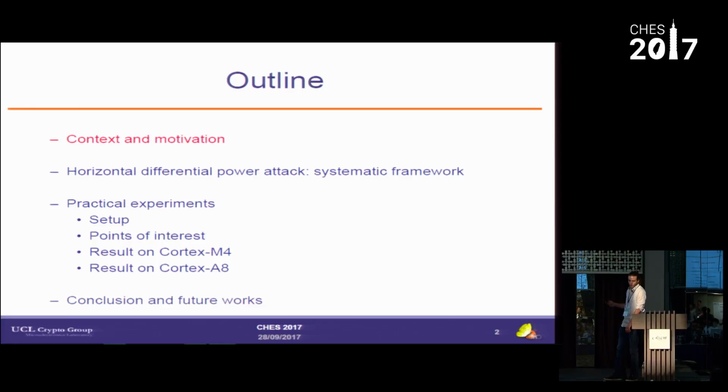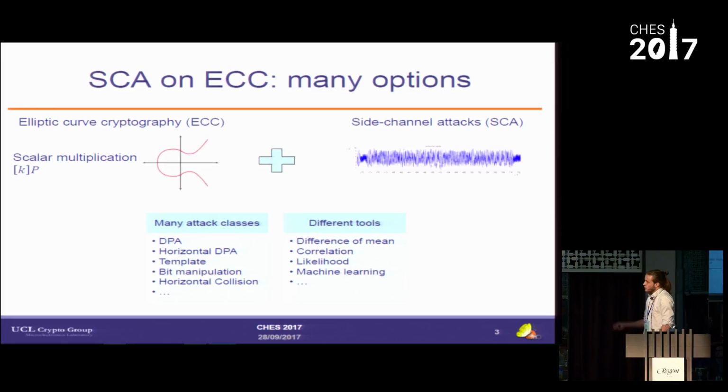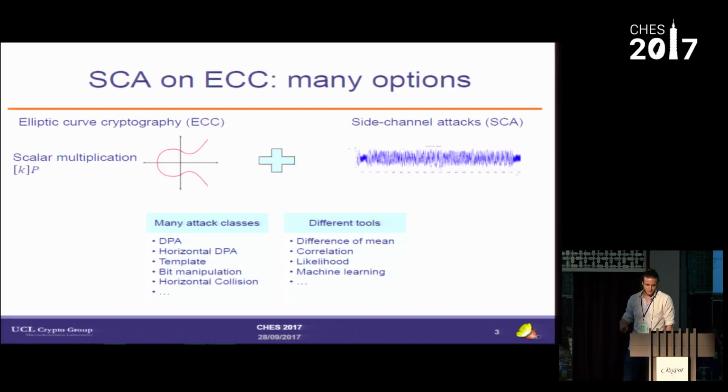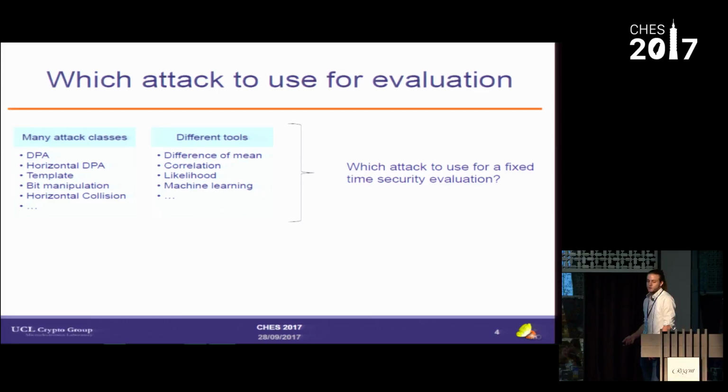All right, so security of protocols based on elliptic curve are based on the discrete log problem, which means that we have to compute a scalar multiplication between the point P and a secret value K. And on top of that, we assume that we have a side channel adversary, which is able to get, for example, the power consumption or the electromagnetic radiation of the computation of the scalar multiplication. What can we do with that? Well, many things. We have many different attacks from the DPA to the horizontal DPA and so on, and different tools to do them. So the question is, if I have some fixed time to do some security evaluation of an implementation, what should I use?